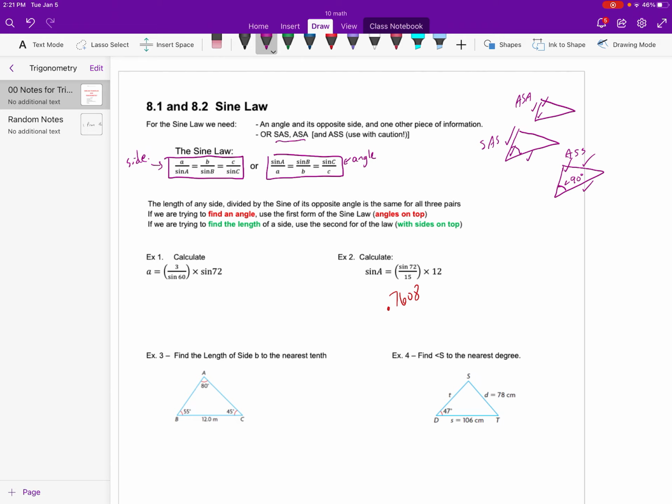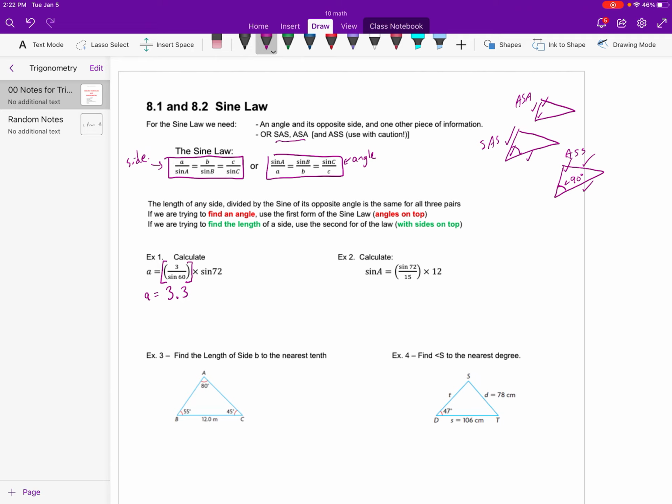So first, let's learn how to use our calculator. If you have something like this, 3 divided by sine 60 times sine 72, as you see in example 1 on the left there, you need to type that into your calculator, and you should get the answer of A equals 3.3. So you should have approximately 3.3 as an answer. Let me just note, to be careful here, we might just do 3 divided by sine 60, and then hit enter, so we got the answer, and then we multiply that answer by sine 72, so that might get you the answer.